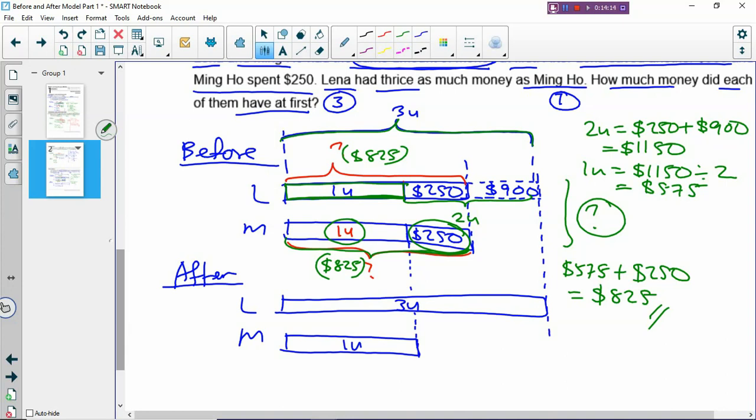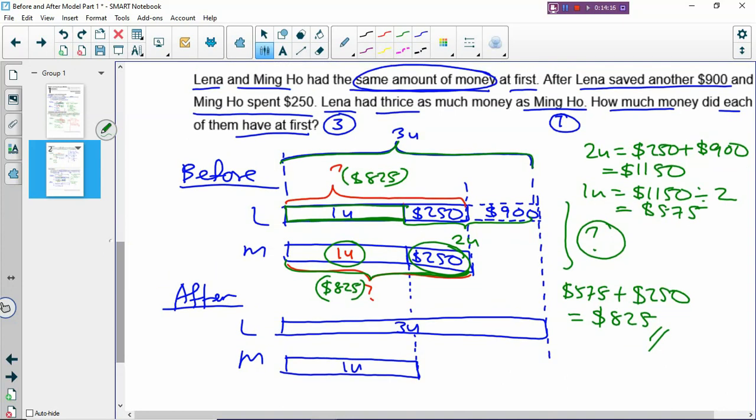So for this problem, this is a before and after problem. What is the scenario? The scenario is everybody changed. Everything changed. Lina saved money. She now has more. Minho spent money. He now has lesser. Is their total still the same before and after? No, it's different already. So everything has changed. This is an everything changed scenario.